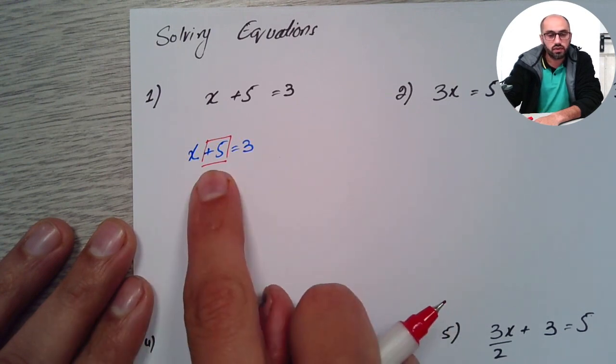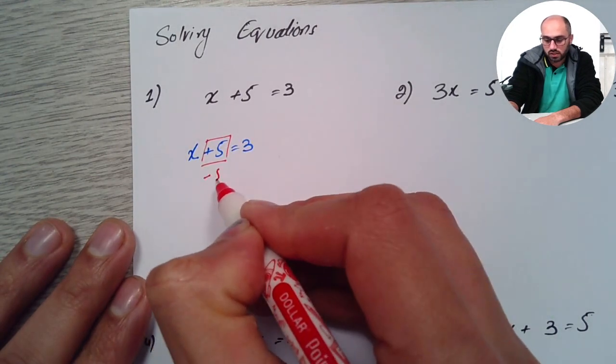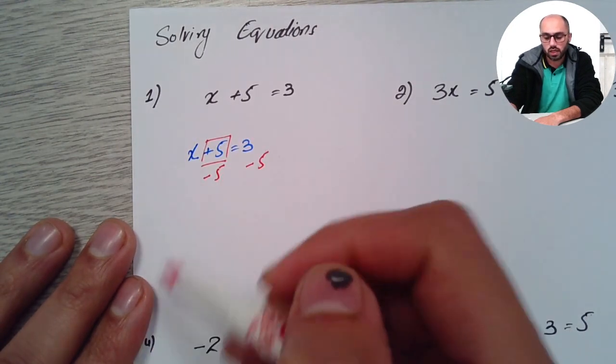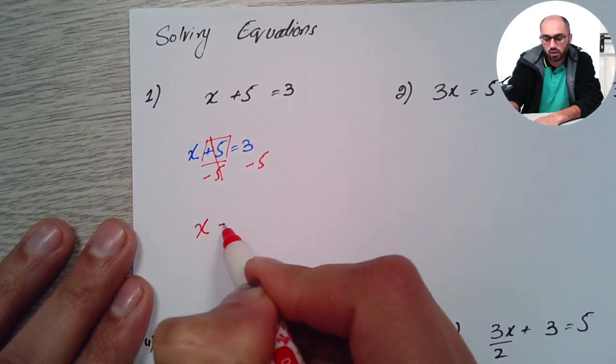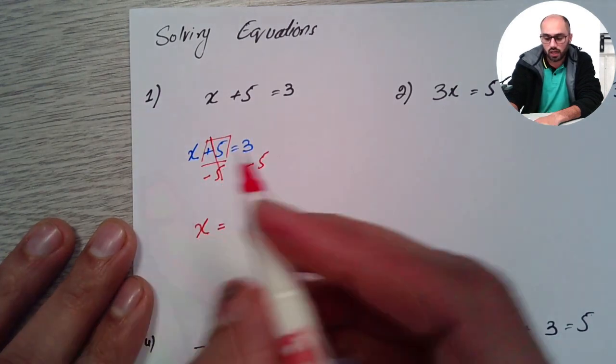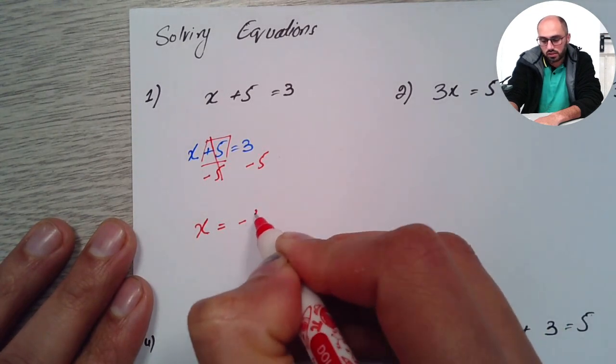So to get rid of this 5, I will do minus 5 on both sides. Now, if you add them, they will cancel out, leaving you with x only on the left side, and on the right side, you will have your answer as minus 2.